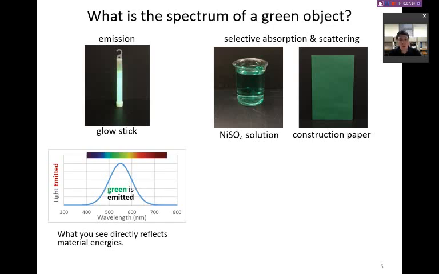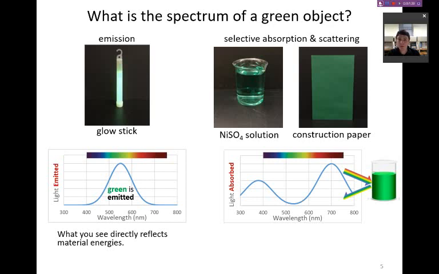So, when it comes to emission, what you see is directly proportional to the emitted light. So when you see green light, that's because the light source is emitting that green light. And so in this case, we're looking at a wavelength of about 520 to 550 nanometers.